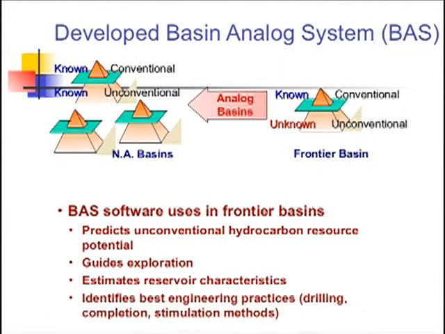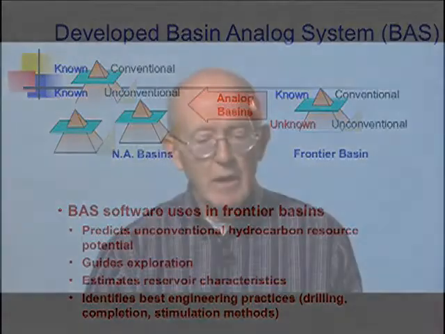Here we show a number of North American basins with their known amounts of conventional and unconventional resources. Here's our frontier basin, a basin in China, a basin in Argentina as examples, where we know a lot about conventional, very little about unconventional, simply because in the past there has been virtually no incentive to study the unconventional resources. And we're going to use an analog basin approach to try to help us quantify the potential for the resources in these frontier basins.